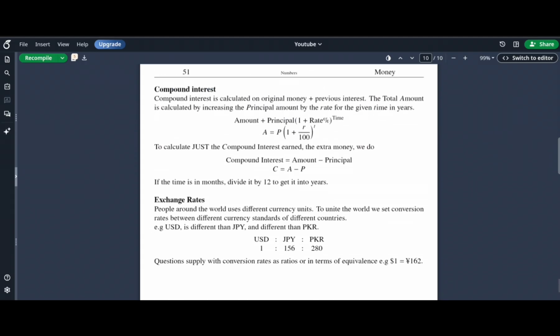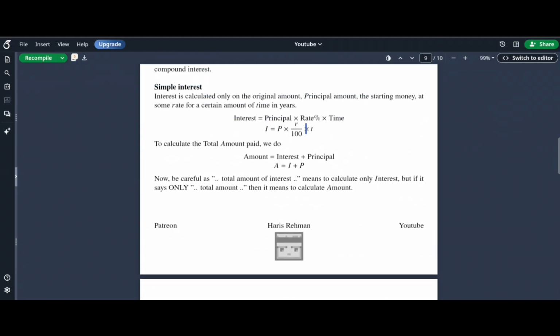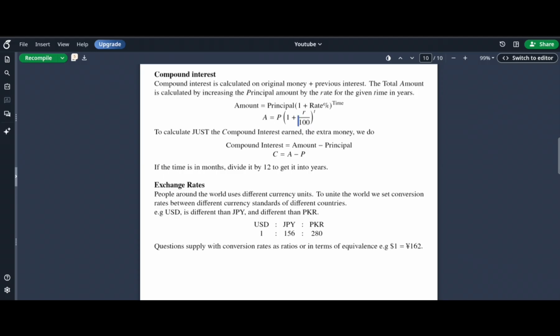Compound interest. Compound interest is calculated on the original money plus the previous interest. The total amount is calculated by increasing the principal amount by the rate for the given time in years. Here we directly have the total amount calculated for us, and this equation was wrong. There we go. Amount is equal to principal times (1 + rate percent) to the power of time.